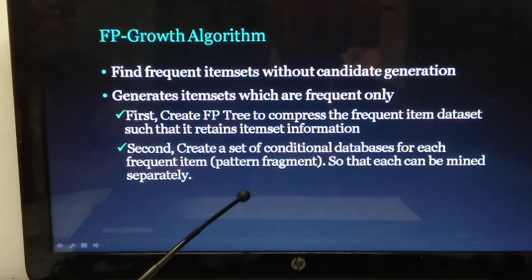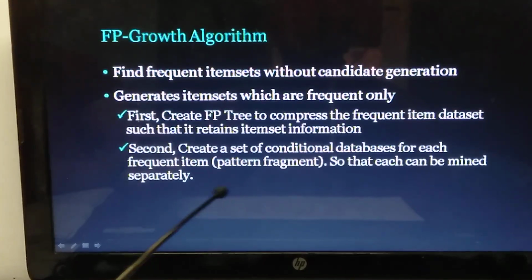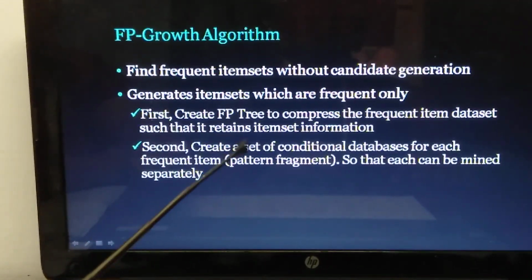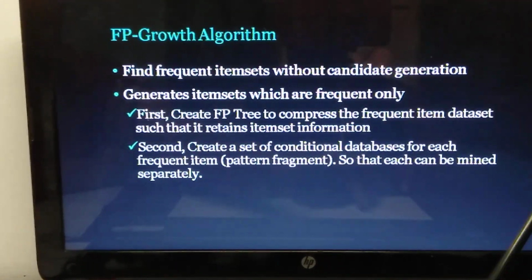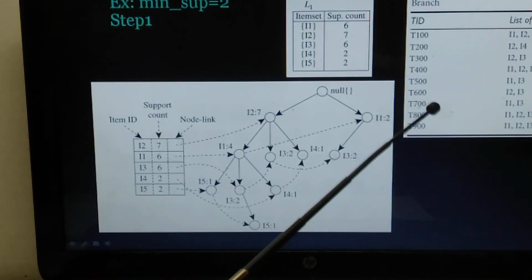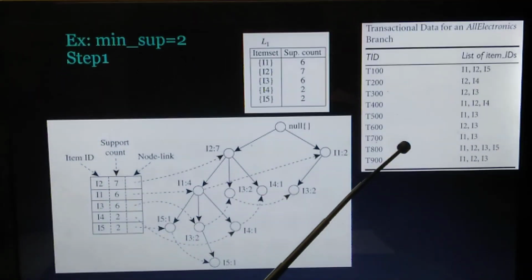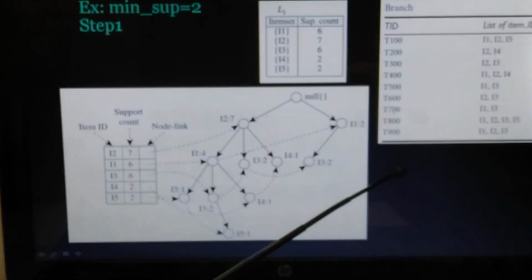Now we're going to look at an example so that I can explain to you how the FP tree is created and how patterns are generated. We are going to look at the same example as we did for the a priori algorithm. We have got 9 transactions.